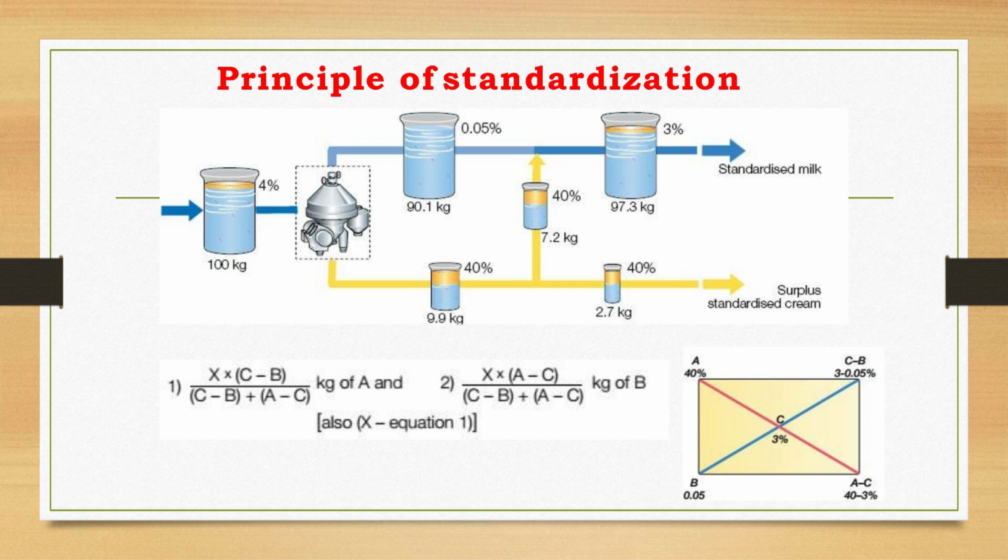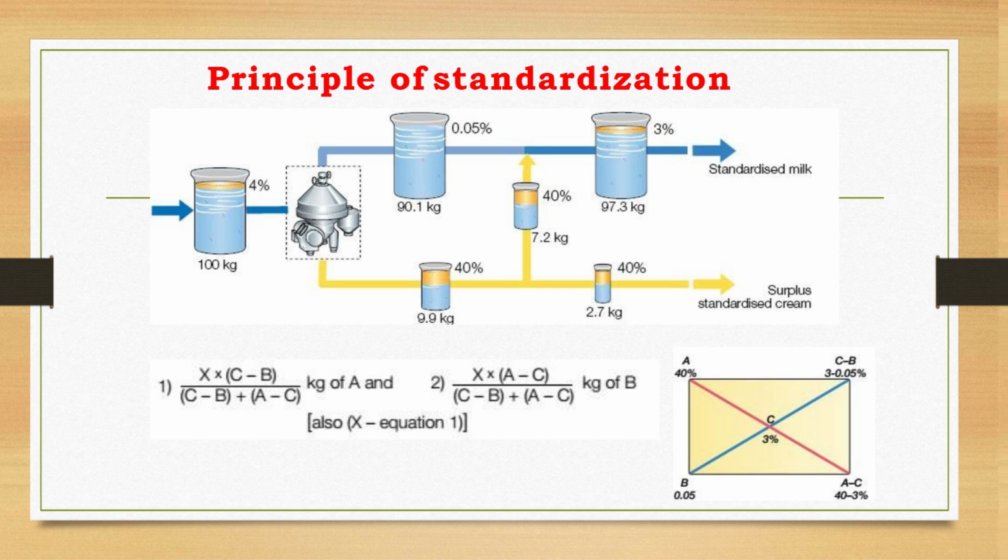It shows a flow where 100 kilograms of raw milk is separated into skim milk and cream. These are then recombined in specific proportions, 90.1 kilograms of skim and 9.9 kilograms of cream, to create 100 kilograms of standardized milk with a precise fat content, while the leftover cream becomes a surplus product. The Pearson square is visually represented at the bottom, with the values 0.05, 40, and 3%.